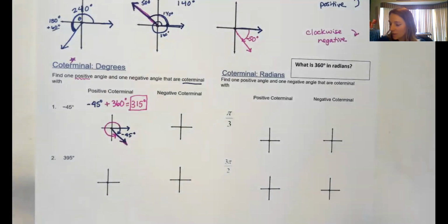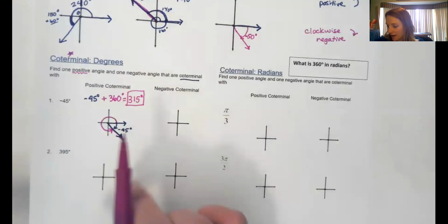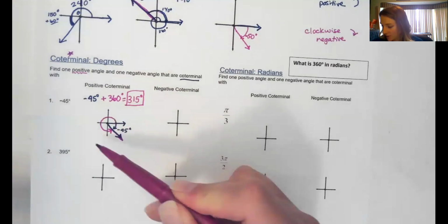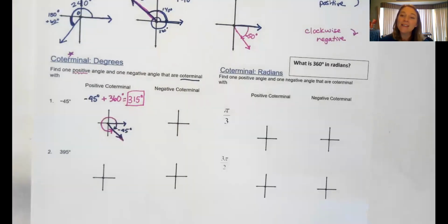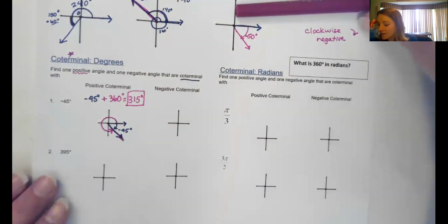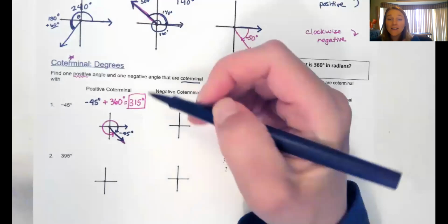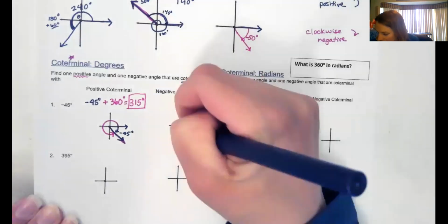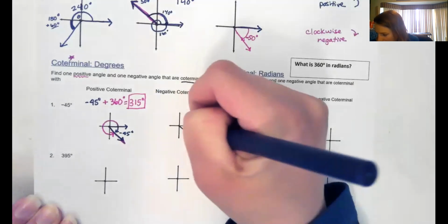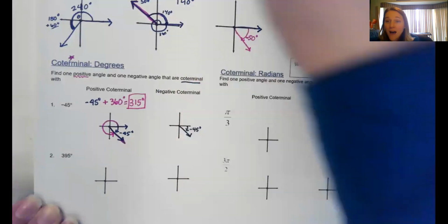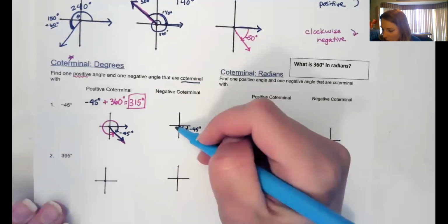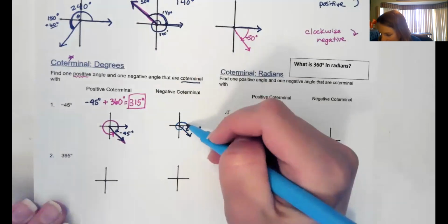Different pathways. One went clockwise, right? Negative 45 went clockwise, and 315 would go counterclockwise all the way around this way, but they land in the same spot. They have the same terminal side. All right, so negative 45 is already negative, but it wants another negative angle that would still land in this same spot. So here's our negative 45 again. So it wants another negative. Well, how could we do that? We could go around once and then go negative again.